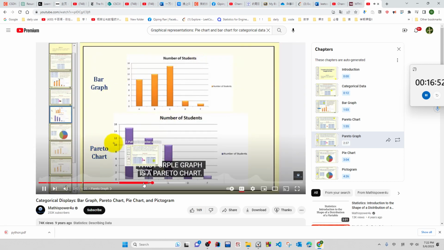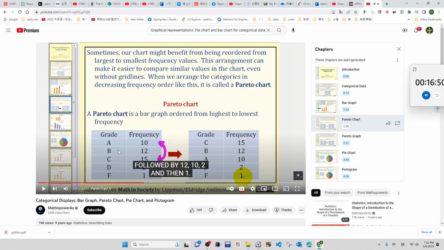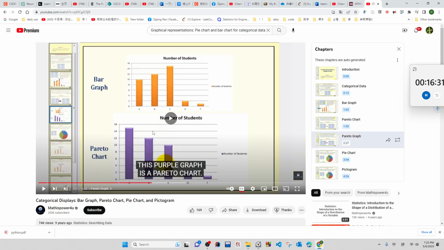This purple graph is a Pareto chart. Again, looking at the frequencies, notice how they go from largest to smallest. So now the categories are in the order of C, B, A, D, F. And again, sometimes you will see the frequency listed at the top of each bar.